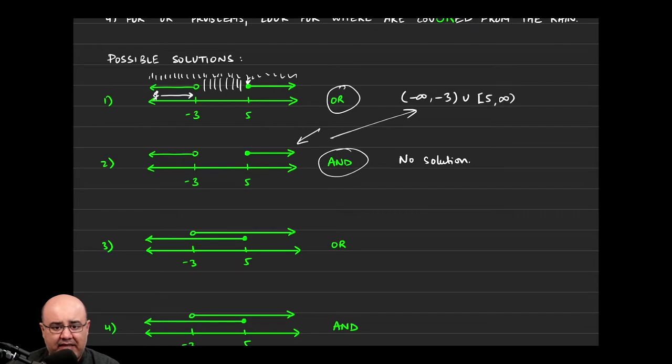So what I mean again by that is, if it's an OR compound inequality, you have to ask the question about where are you covered from the rain, and then you're going to get this answer. On the other hand, if it's an AND compound inequality, you could potentially get the same exact graph. However, the question you're asking of the picture is different, so no solution.